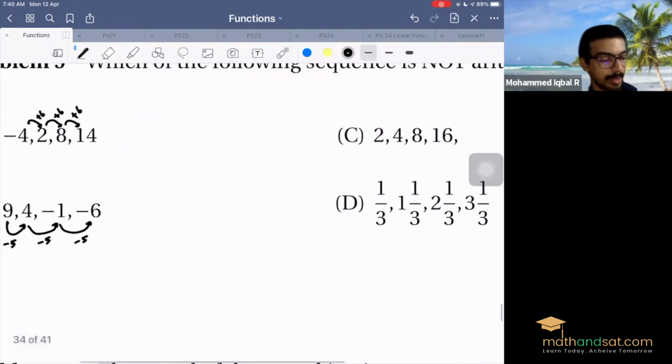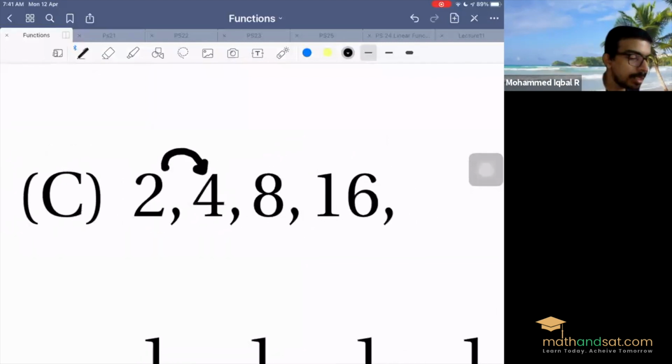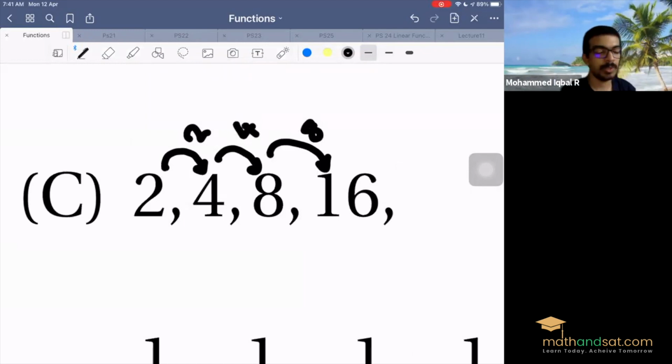Yeah. Next one. See this: 2, 4, 8, 16. It's very clear. This doesn't follow that pattern, because you add 2 here, but here you're adding 4, and here you are adding 8. Is this an arithmetic sequence? No. Can somebody tell me what the sequence is called? Have you come across this? Yeah, it's geometric. The ratio of consecutive terms is a constant. It's called a geometric sequence.